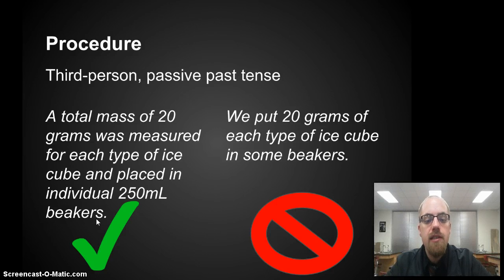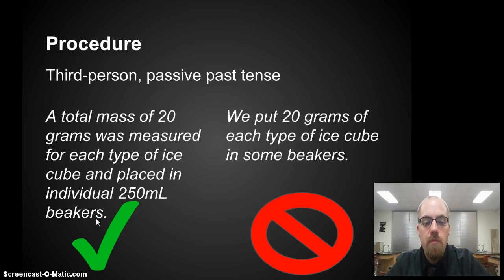The first part is that it has to be in third person passive past tense. Okay, so that's a lot of grammar speech right there. Let's look at how this works in practice. Here are 2 examples of different ways you could write procedures. You could say that a total mass of 20 grams was measured for each type of ice cube and placed in individual 250 milliliter beakers.